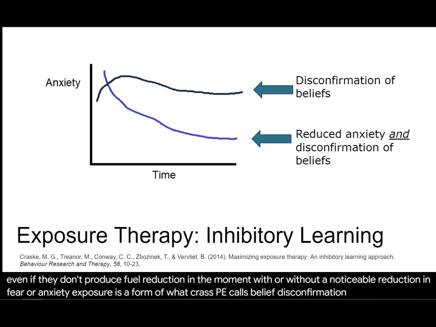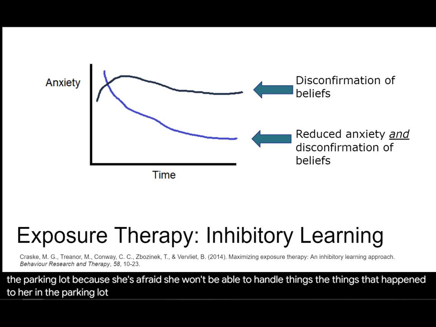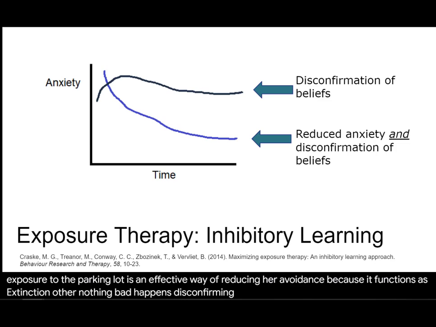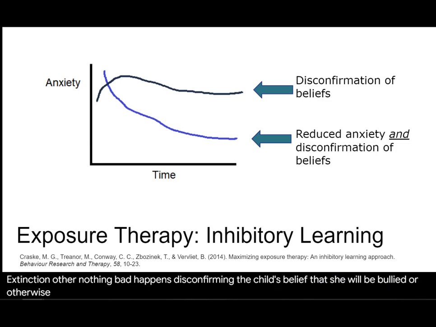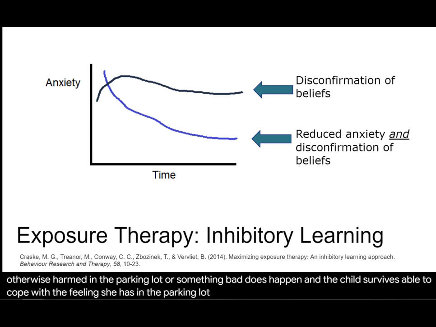For example, the child avoids the parking lot because she is afraid she won't be able to handle the things that happen to her in the parking lot. Regardless of whether there's a reduction in the anxiety she feels, exposure to the parking lot is an effective way of reducing her avoidance because it functions as extinction. Either nothing bad happens, disconfirming the child's belief that she will be bullied or otherwise harmed in the parking lot, or something bad does happen and the child survives, disconfirming her belief that she's unable to cope with the feelings she has in the parking lot.